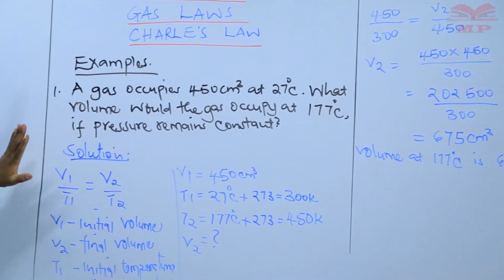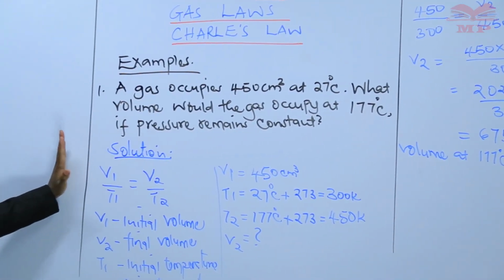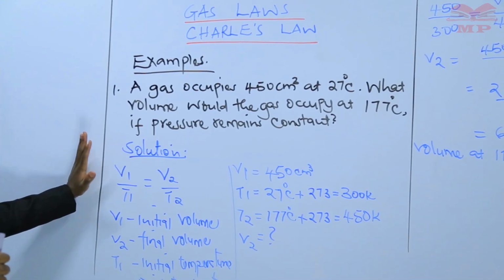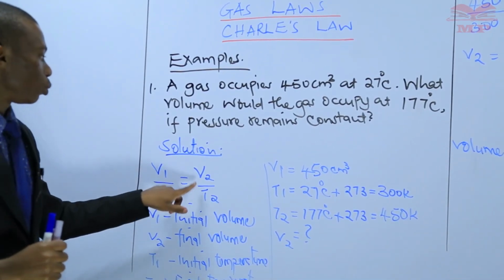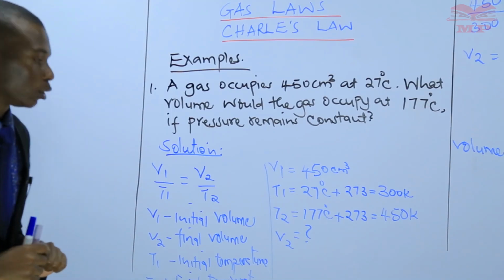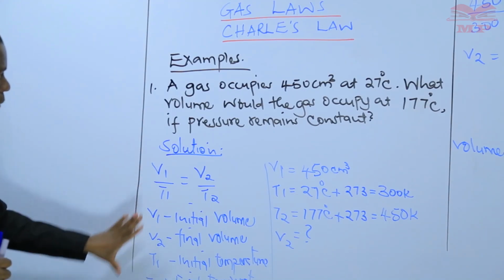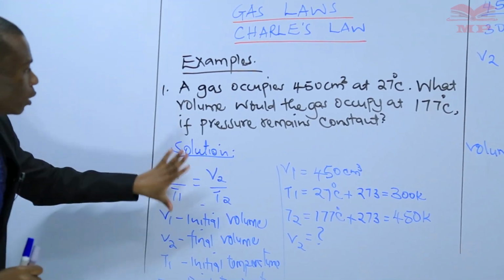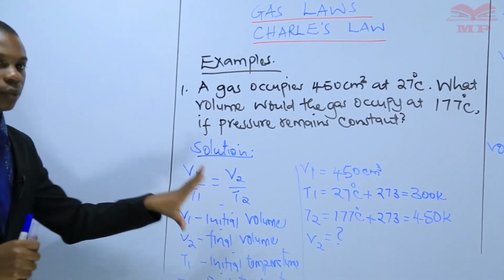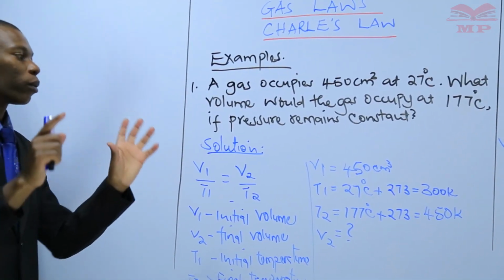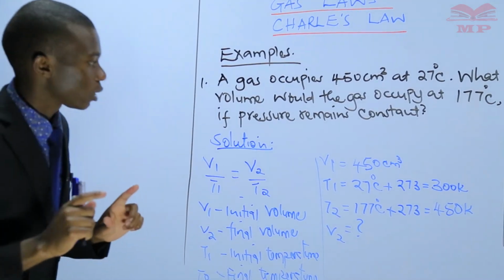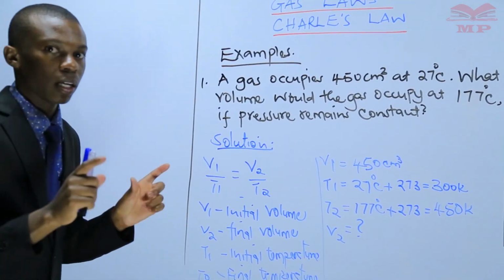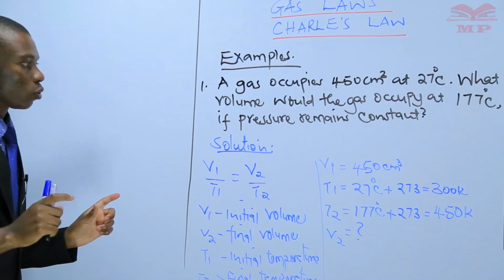Remember, I've said that the formula we are using to calculate Charles' law is V1 divided by T1 equals V2 divided by T2. Then we need, from the question, to isolate which is V1, which is V2, which is T1, which is T2. And then from the question you'll be able to see what has been left out, and that is what you are looking for in the course of your calculation.